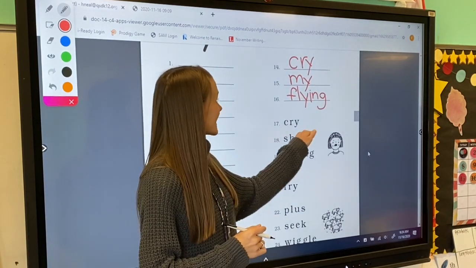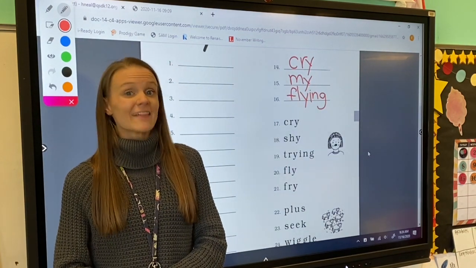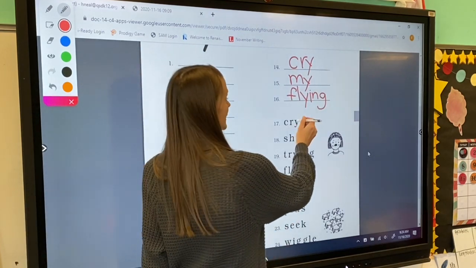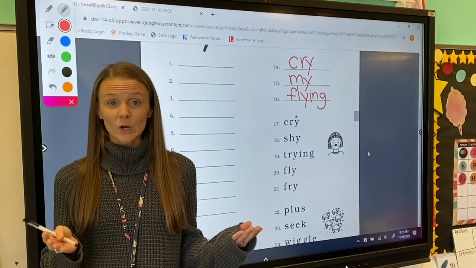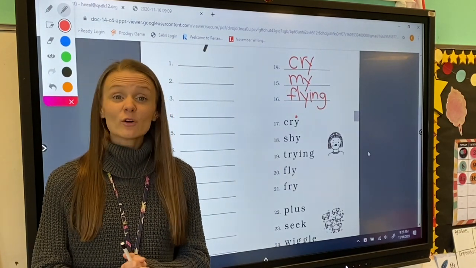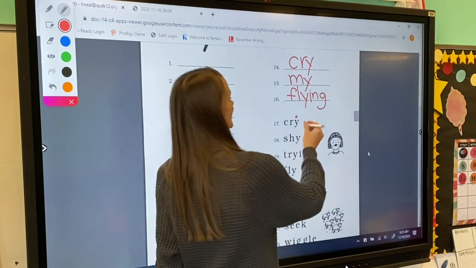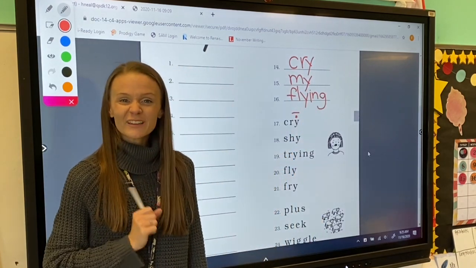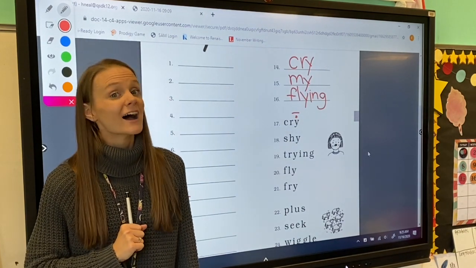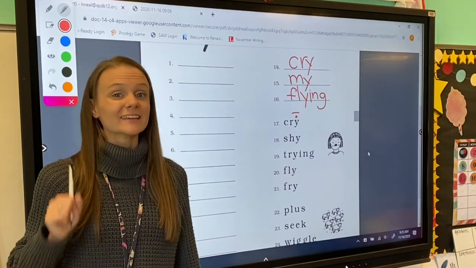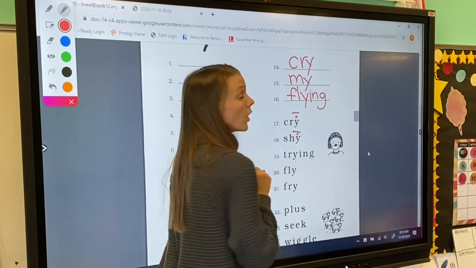Let's try and code some of these words together. So for number 17, our word is cry. And if you guys remember, to code that Y at the end of a word, we draw a dot on top, and then we make either the short or the long symbol, depending on which sound it's making. In the word cry, it's making the long I sound. So we're going to code it with a long symbol. Excellent. Let's try number 18. This word is shy. Again, I hear that long I sound at the end of the word. So I'm drawing a dot on top, coding it with the long symbol.